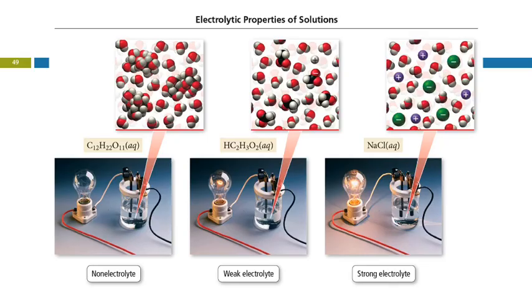So, pictures of the light bulb. Here we have a non-electrolyte. You put sugar in the water, the light bulb doesn't light up at all. You put something like sodium chloride in the water, it's a strong electrolyte, and the light bulb glows brightly. Put a weak acid in here, a weak electrolyte.